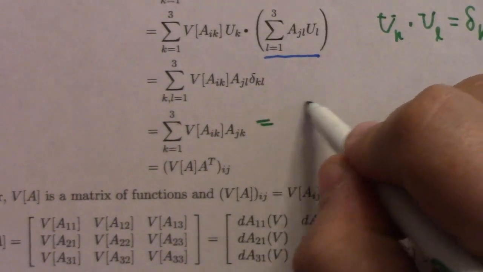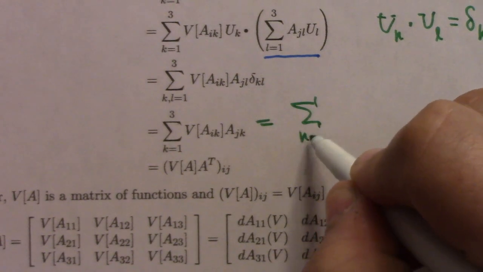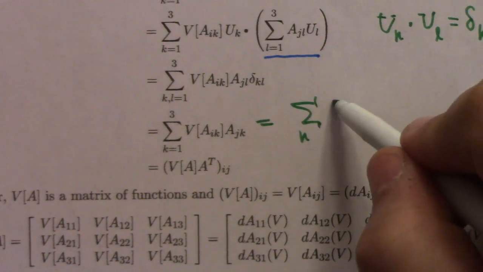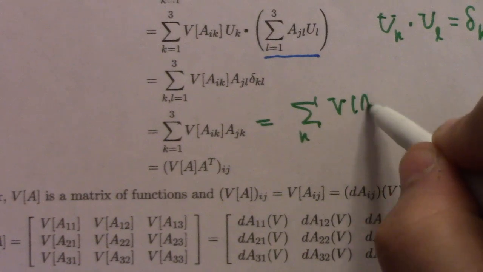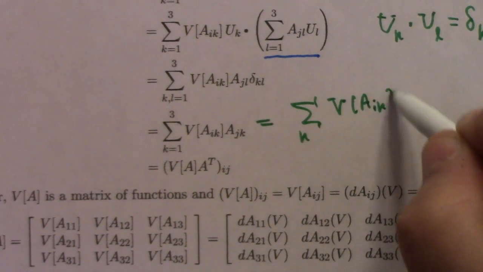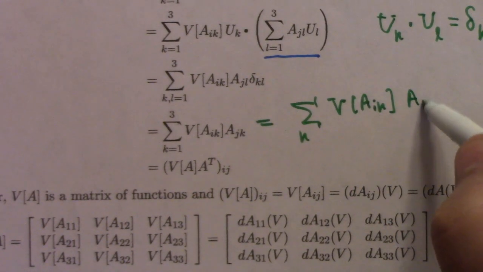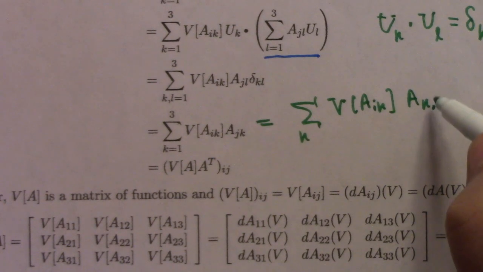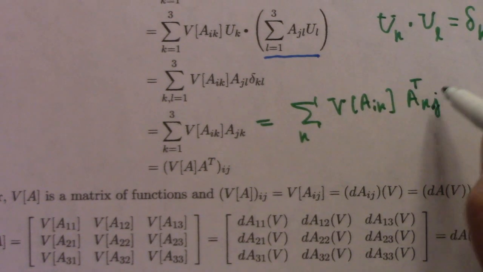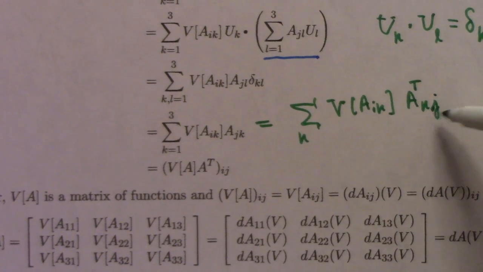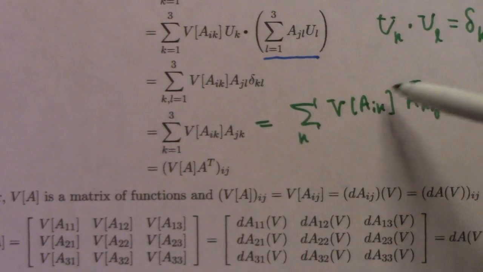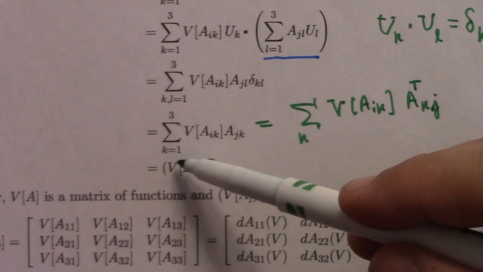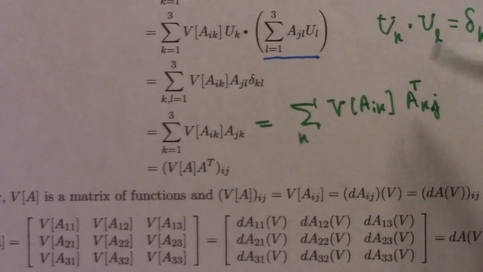This is equal to the sum over K of V of AIK, A transpose KJ. So that flips the indices, and now we have the matching K up like we want, and then now it's the product of VA with A transpose as desired.